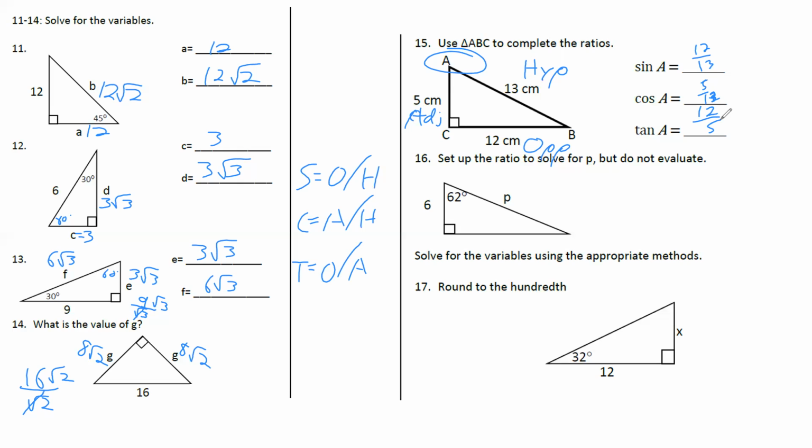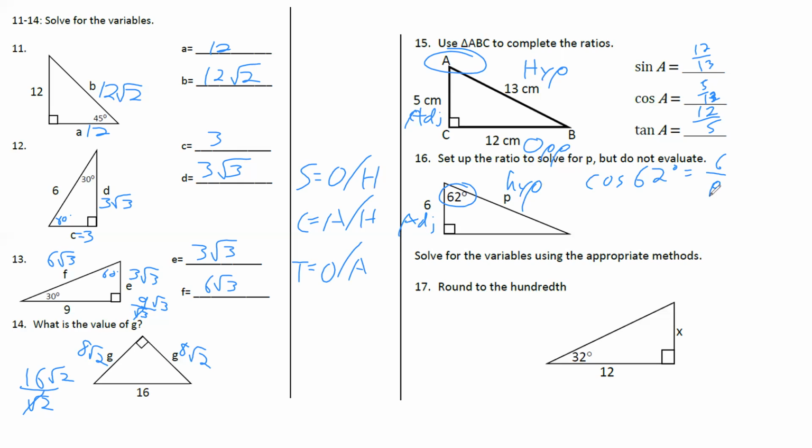So on here, we have 62 as our angle. What 2 parts do we have? We have the hypotenuse. We have the adjacent. Hypotenuse and adjacent. That's cosine. So we have cosine of 62 degrees equals 6 over P.